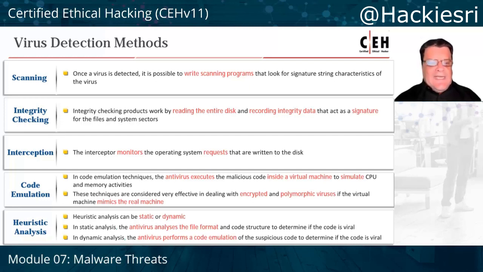Next, we have heuristic analysis. Heuristic analysis can be static or dynamic. In static analysis, the antivirus analyzes the file format and code structure to determine if the code is viral. Also, in dynamic analysis, the antivirus performs a code emulation of the suspicious code to determine if the code is in fact viral.